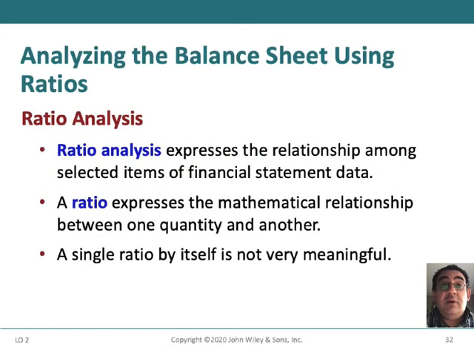Ratio analysis is actually very important in interpreting and understanding the story that the financial statements are trying to tell. What ratio analysis does is express the relationship among different items of financial statement data. A ratio expresses the mathematical relationship between one quantity and another. For example, current assets minus current liabilities is working capital, whereas current assets divided by current liabilities is the current ratio. The thing to note is that a ratio by itself is actually not meaningful at all. It's just a number. So we have to obtain ratios for previous periods and even from different companies so that we can make meaningful comparisons to come up with a reasonable interpretation for the result.